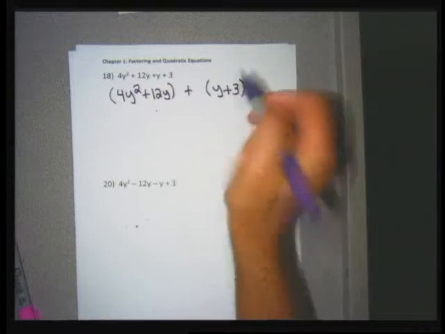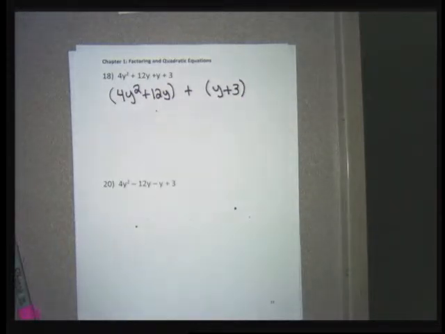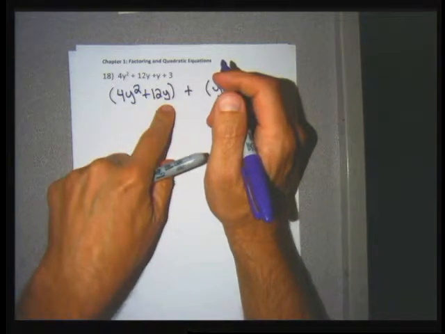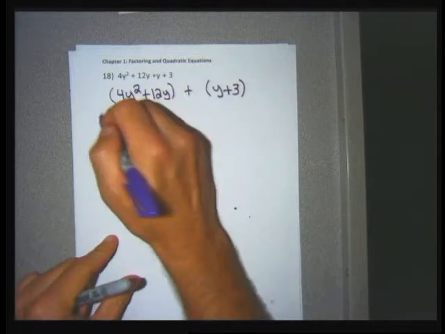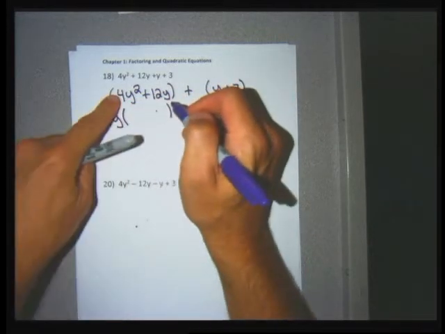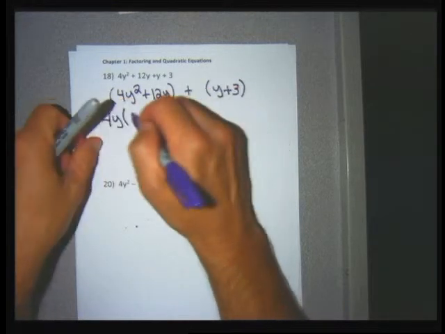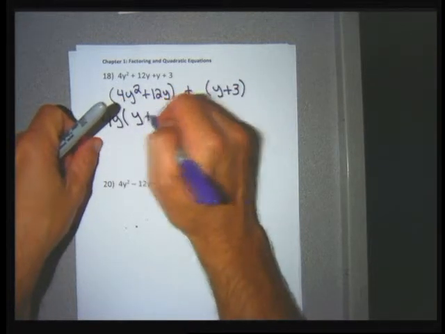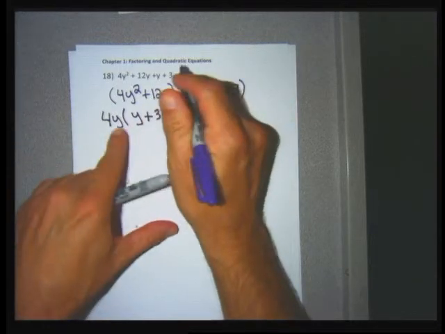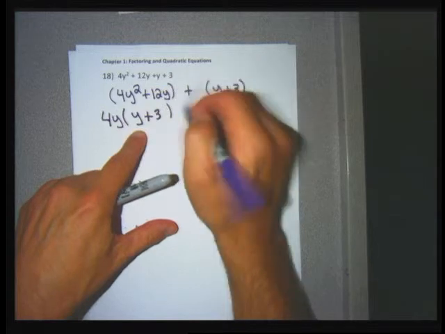This is a good trick, because the second parentheses might stump you if you haven't seen this trick. First parentheses is not so tricky. Both 4 and 12 are divisible by 4. Both of them have a y. The smaller exponent of y is y to the first. The common factor is 4y. When I divide this by 4 and take one of the two y's away, I'm left with a y. I bring down this plus sign. When I divide the 12 by 4, I'm left with a 3. I took the y away, so y plus 3 is left over.